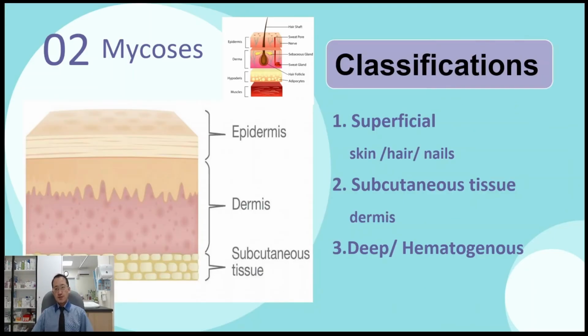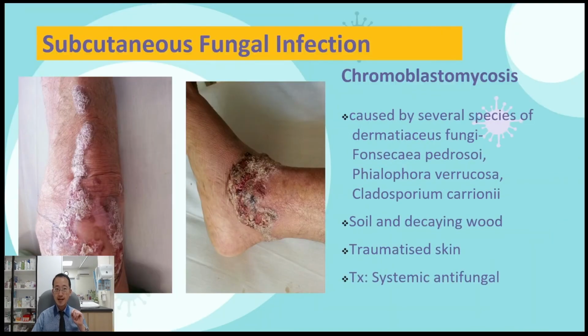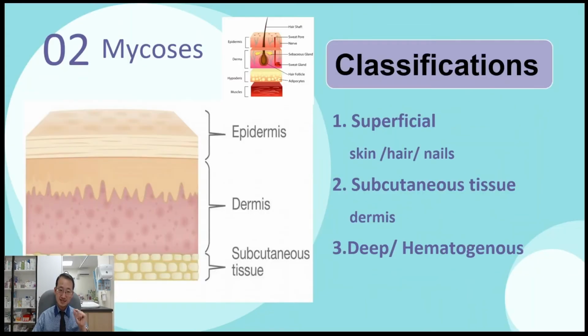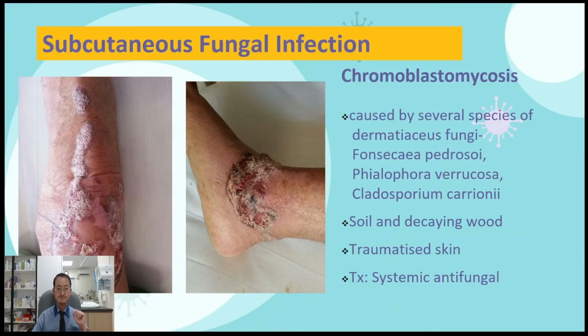Now I finish off with the superficial fungus infection. I'm going through the subcutaneous tissue. This is a deeper dermis skin fungus infection. I won't go into detail. There are only 1 or 2. All right. Now, subcutaneous fungus infection is the fungus infection affecting the second layer, dermis, up to the fat layer.